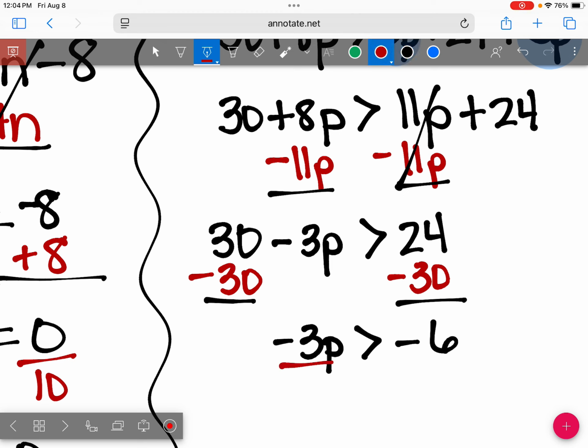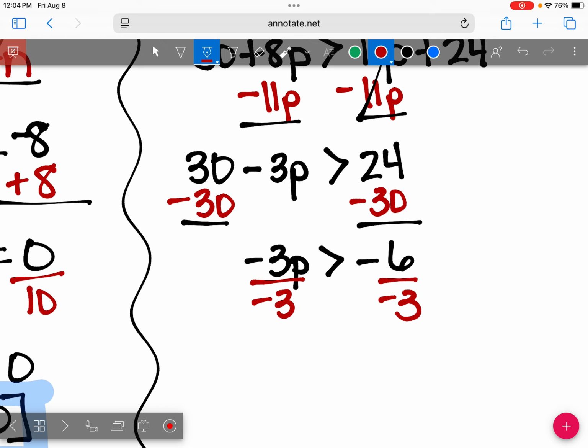And then my last step, now this time I am dividing by a negative. So what do I have to do with the sign? Now we actually flip it. So it would be p is less than positive 2. Who had that answer? p is less than 2. Just one person? Okay, did I mess it up? What did I do wrong? I did the other one, I subtracted.